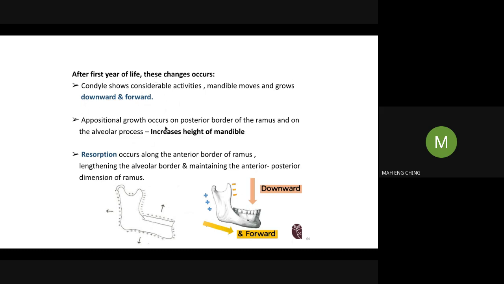Deposition growth will occur on the posterior border of the ramus, again the posterior border of the ramus, and on the alveolar process. The alveolar process has to increase in height so the teeth can erupt. Resorption occurs along the anterior border of the ramus, then lengthening of the alveolar border, while maintaining the anteroposterior dimension of the ramus. So you see the ramus, one side must be deposition and the other side must be resorption, so it maintains the same dimensions. Then this alveolar will grow a bit longer, and the jaw will grow downward and forward.